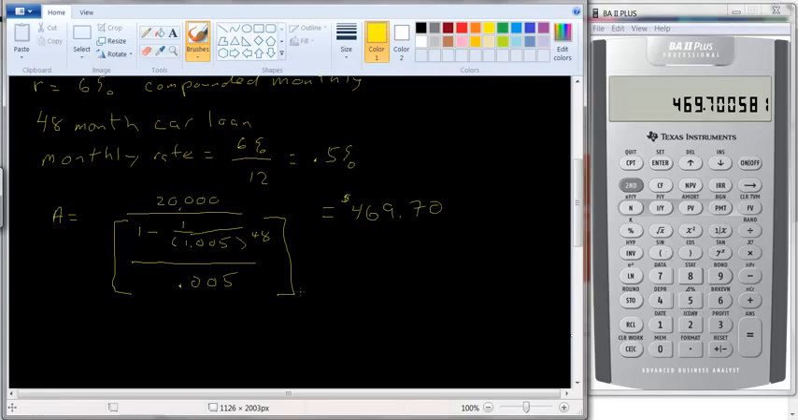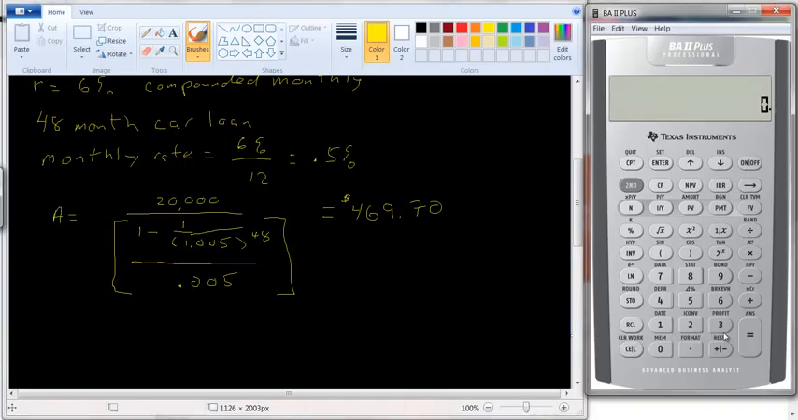And again, we can do this using the time value of money functions. Let's see if we did it correctly. I'm going to clear my time value of money functions. 48 months, interest rate is 0.5. Again, you don't have to put decimals in the calculator. You put 0.5%. Present value is 20,000. And we want to compute the payment, and we get $469.70. Let's do one more example.